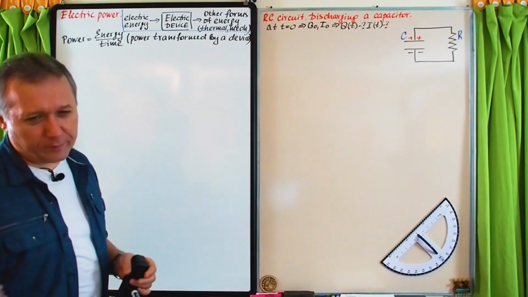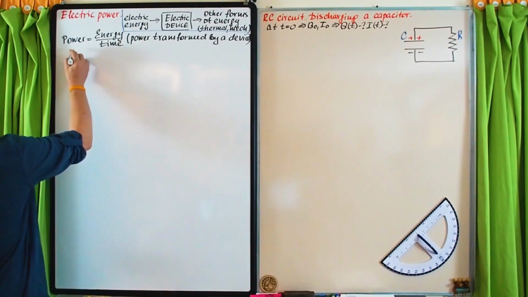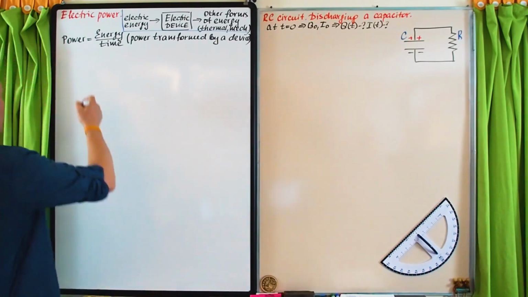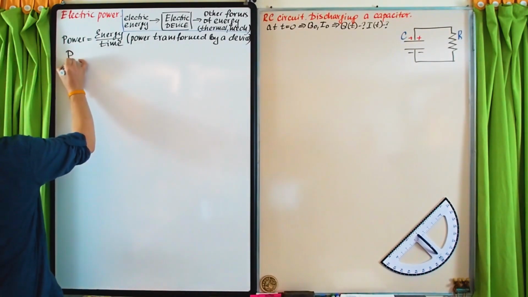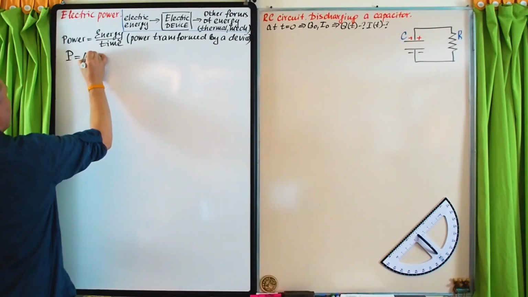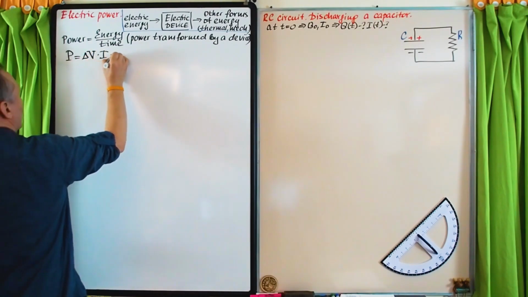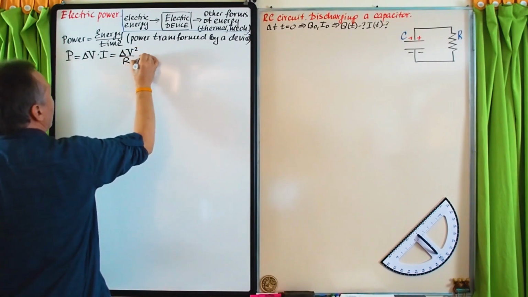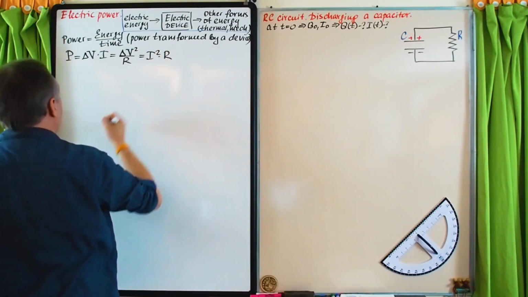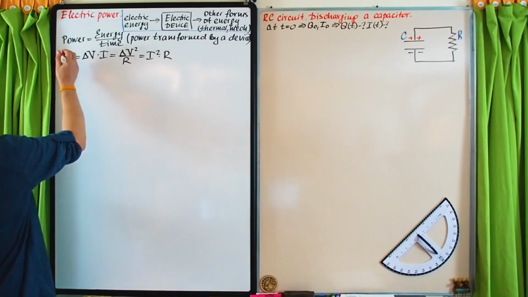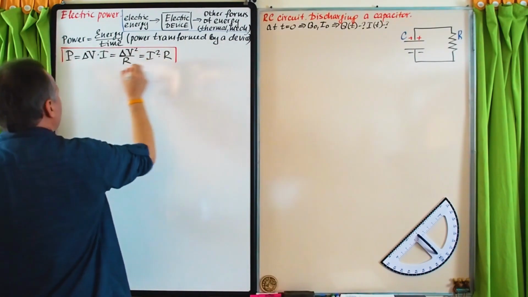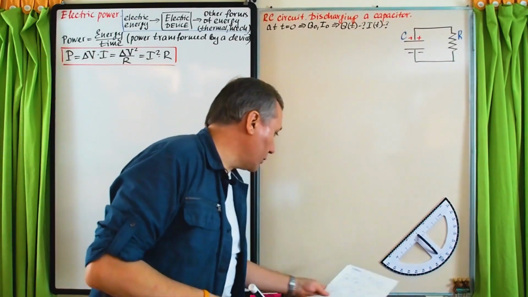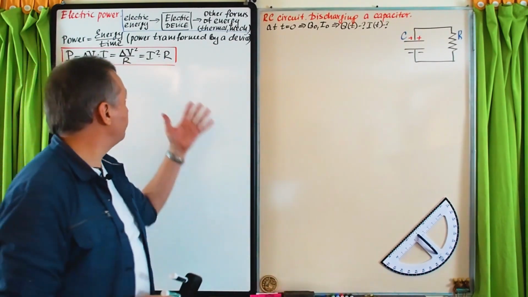And so we did not derive, but we discussed: there are three formulas which can be used. It's basically the same, you can use Ohm's law to transform one form into the other one. So power, P equals delta V times I, or delta V squared over R, or I squared times R. So these three formulas can be used. Let me frame them. And so pretty much nothing else to discuss.